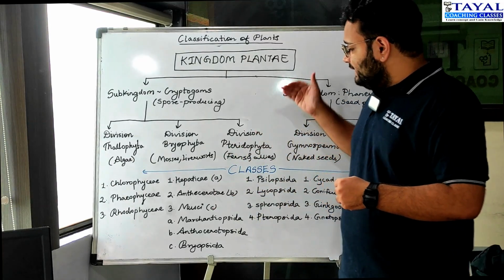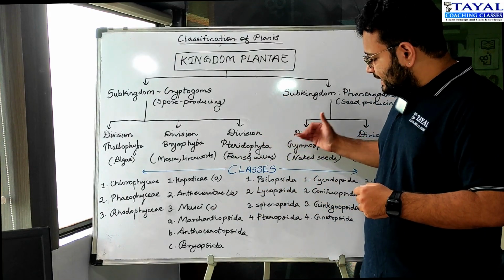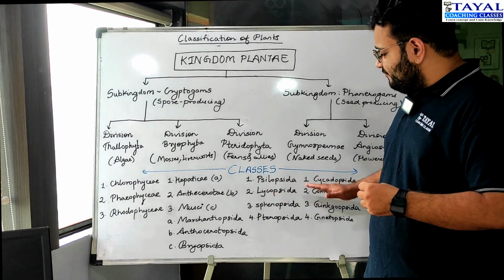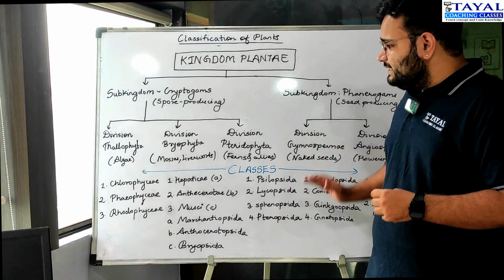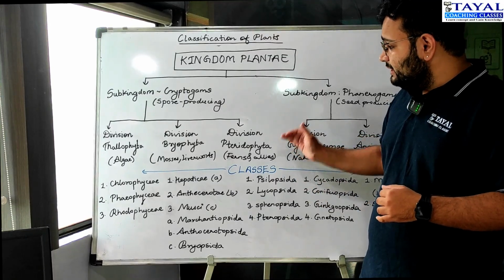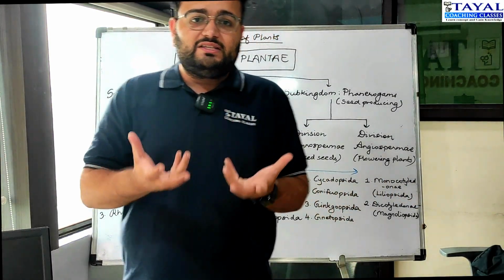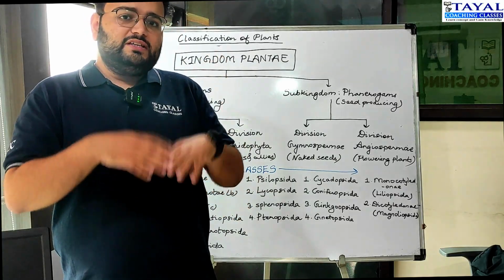When we talk about the Pteridophyta, there are ferns and their allies. So the classes are Psilopsida, Lycopsida, Sphenopsida and Pteropsida. So these are the 4 classes under the division Pteridophyta. Pteridophytes were the plants which for the first time showed vascular bundles or vascular system.